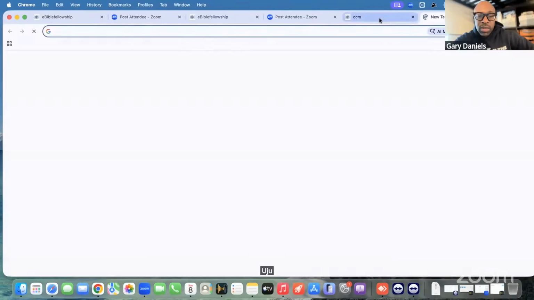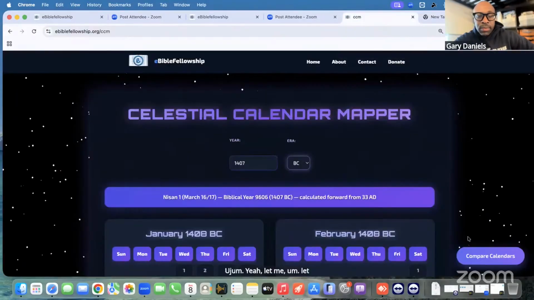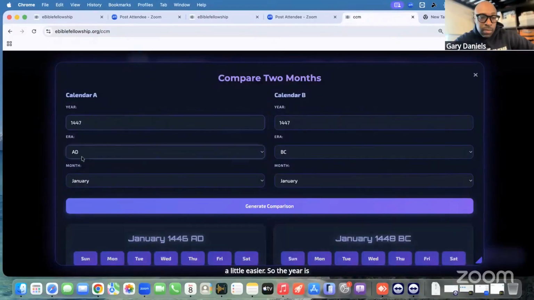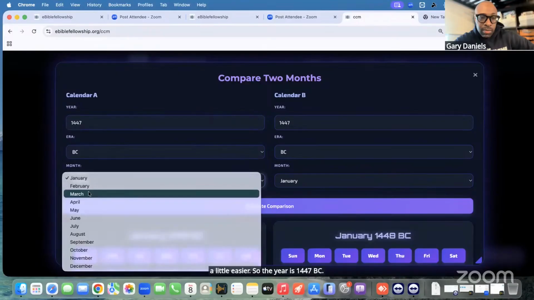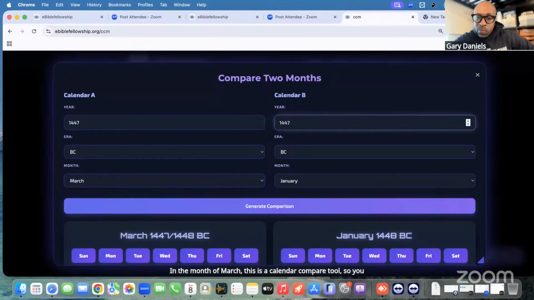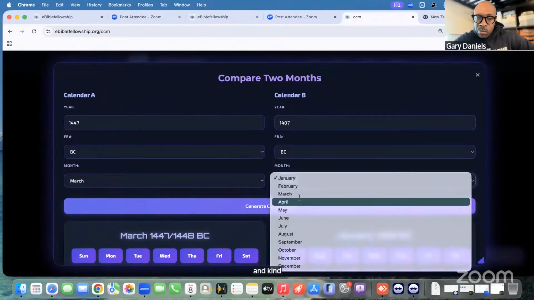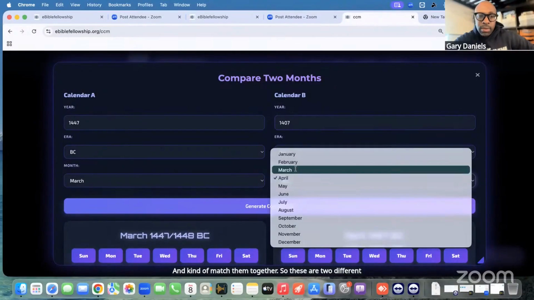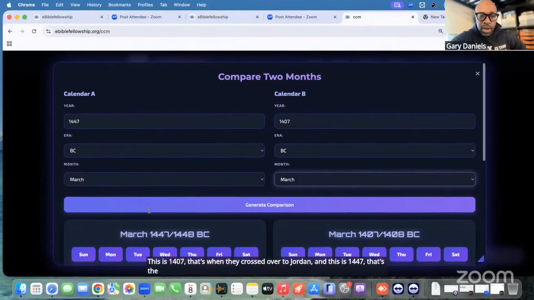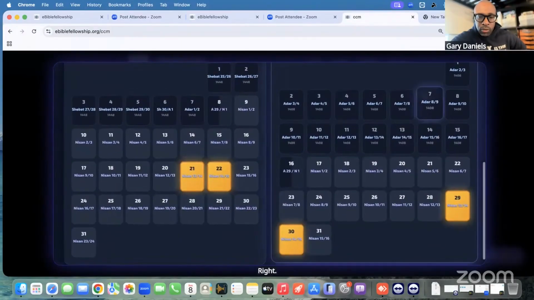Let me do this, it's a little easier. So the year is 1447 BC, and the month is March. This is a calendar compare tool, so you can just line up the two calendars and match them together. These are two different years. This is 1407, when they crossed over the Jordan, and this is 1447, the Exodus. If you scroll down, you can see the difference.